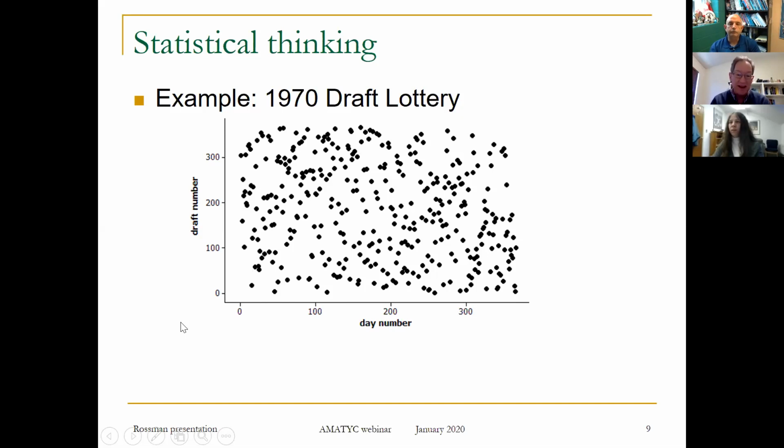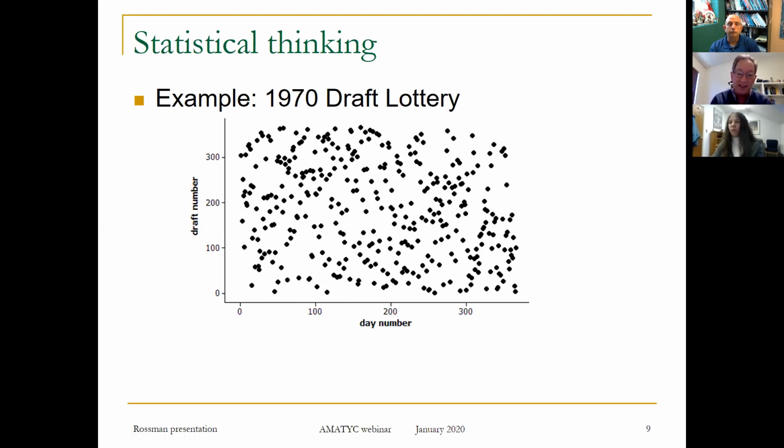How was the lottery done? Well, they essentially had a big bin with 366 ping pong balls. Inside each ping pong ball was a slip of paper with a date written on it. They mixed them up and they pulled them out. First date that came out was September 14th. So September 14th got draft number 1. So anyway, that's a lot of background of the draft lottery.